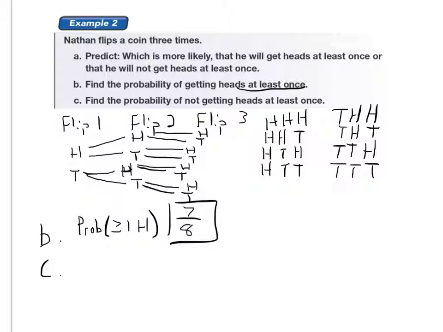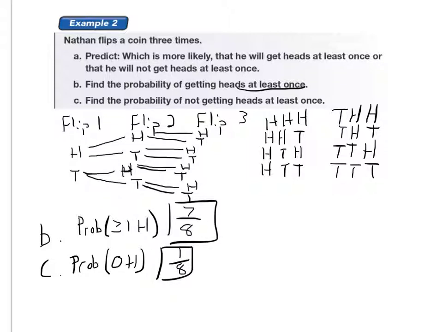Alright, and the probability of not getting heads at least once. So that's all the times in the sample space that I don't see heads at least once. So I'm looking here going, this is the only time where there's not at least one head. Okay, so the probability of not getting heads at least once pretty much means 0 heads. Okay, we want to get no heads, we want to get all tails. So that's 1 out of 8.